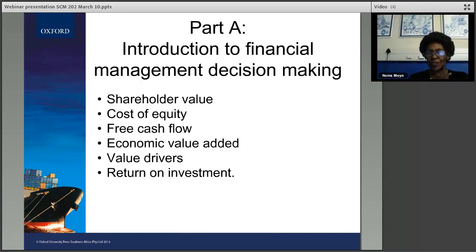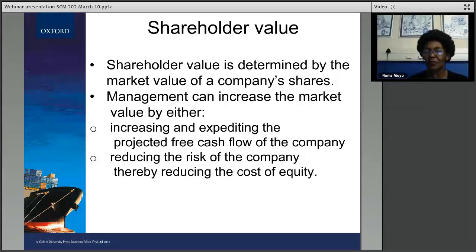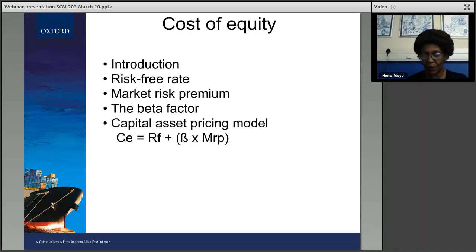We are going to look at the introduction to financial management decision making. Shareholder value, cost of equity, free cash flow, economic value added, sometimes referred to as EVA, the value drivers, and return on investment. What is shareholder value? Shareholder value is determined by the market value of the company's shares. Management can increase the market value by increasing and expediting the projected free cash flow of the company, or by reducing the risk of the company, thereby reducing the cost of equity.